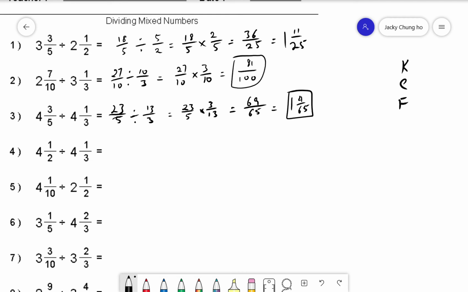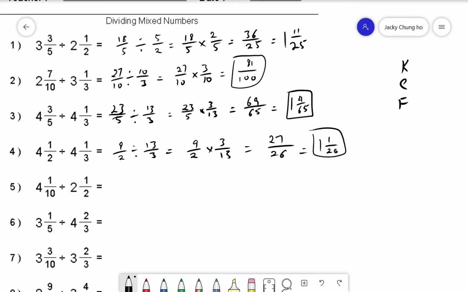Number 4, I have 4 and 1/2 divided by 4 and 1/3. So this will be 9 over 2 divided by 4 and 1/3, that will be 13 over 3. That's the same as 9 over 2 times the flip of this, which will be 3 over 13. Nothing you can reduce at the moment, so 9 times 3 is 27 over 2 times 13 will be 26. So convert it back to the mixed number form, it will be 1 and 1 over 26.